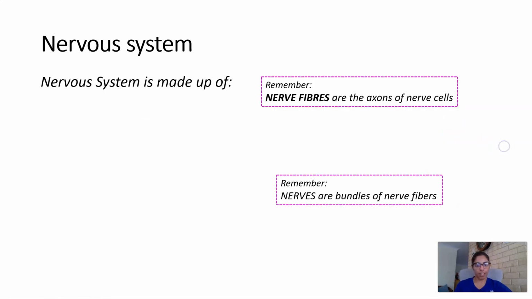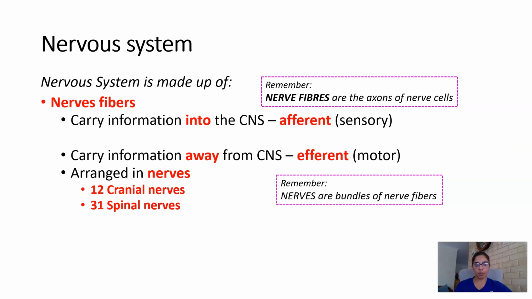Okay, just another little recap. Our nervous system is made up of nerve fibers, and there are afferent and efferent ones, so sensory and motor nerve fibers. The way that our nerves are arranged is quite specific, so we need to remember that a nerve cell has nerve fibers, and those are the axons of the nerve cell. So nerve fibers are the axons, and nerves are bundles of nerve fibers or bundles of axons of nerve cells. Just important to keep these definitions in your head as we go through.